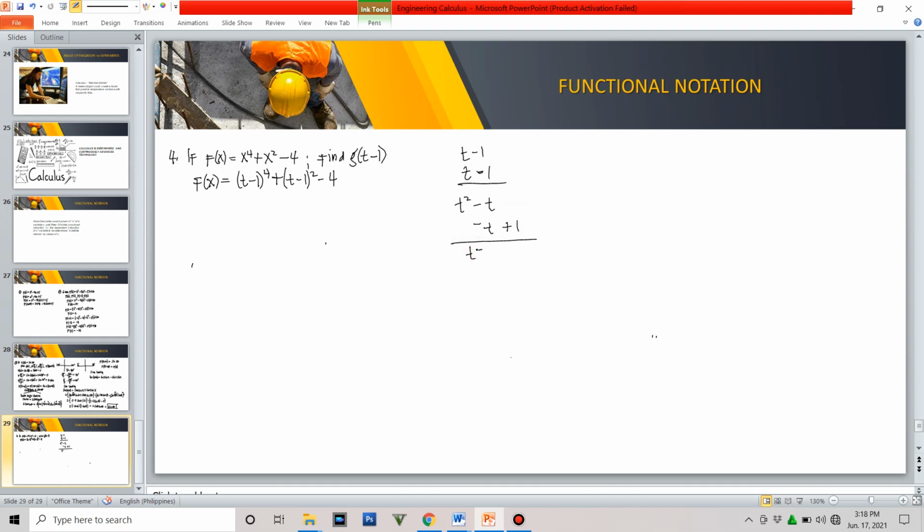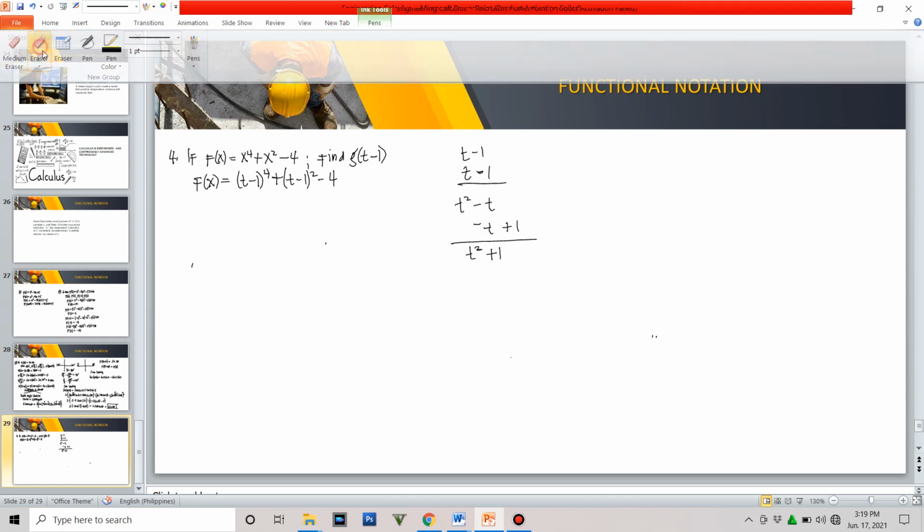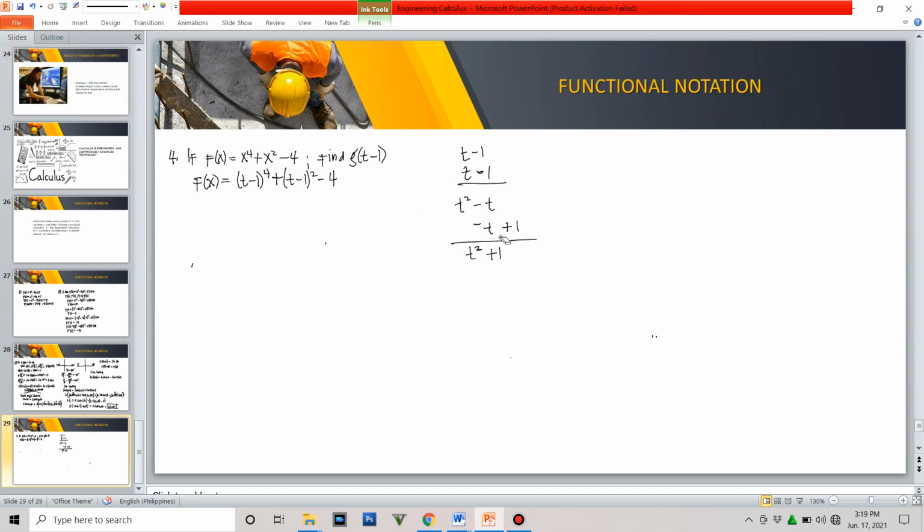t squared plus 1, or minus 2t, I should say. Dapat minus 2t yung minus 2t plus 1. So this is the value of t minus 1 squared. So we further multiply that by t minus 1, it will become t minus 1 cubed. So we have t cubed minus 2t squared plus t, right?